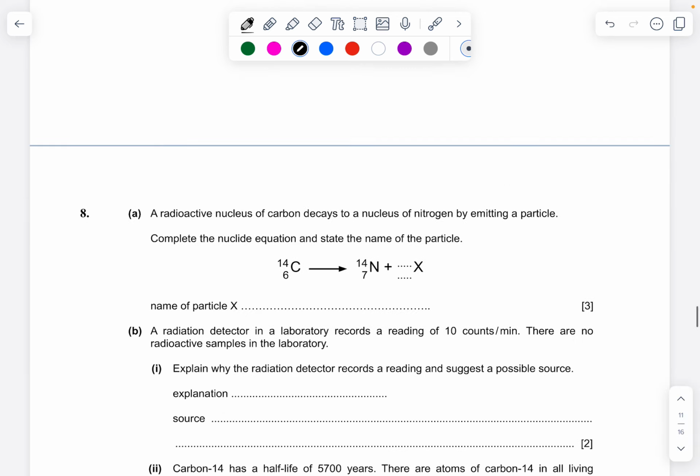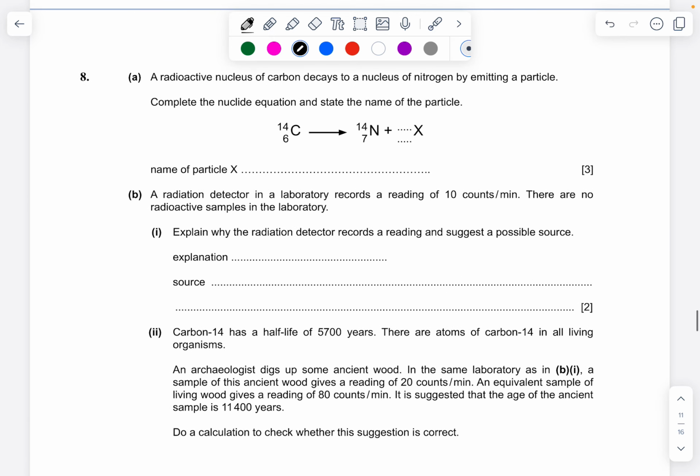Now coming to the next question. This is a very straightforward question. Question number 8. A radioactive nucleus of carbon decays to a nucleus of nitrogen by emitting a particle. Complete the nuclear equation and state the name of the particle. So 14, 14. This has to be 0, 6, 7. This has to be -1. So what is 0 and -1? Beta particle.